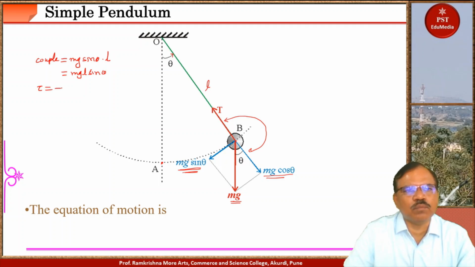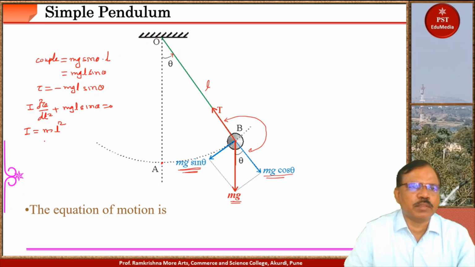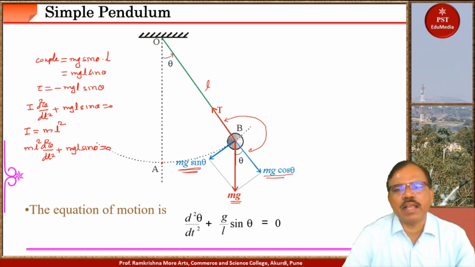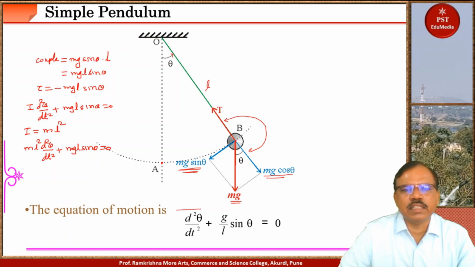So torque is equal to minus mgl sin theta, and I can write I into d2 theta by dt square plus mgl sin theta is equal to 0. Now for a simple pendulum, moment of inertia is ml square, where m is the mass of the bob. So we get ml square into d2 theta by dt square plus mgl sin theta is equal to 0. If we divide throughout by ml square, we get d2 theta by dt square plus g by l sin theta is equal to 0. This is the differential equation for the simple pendulum.